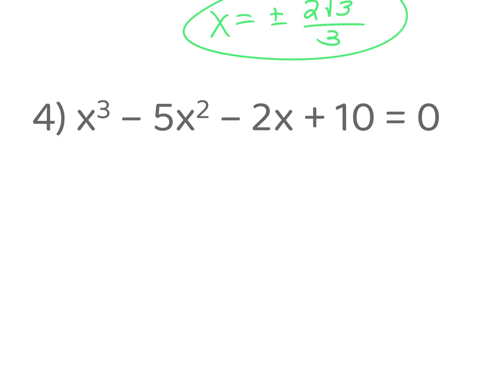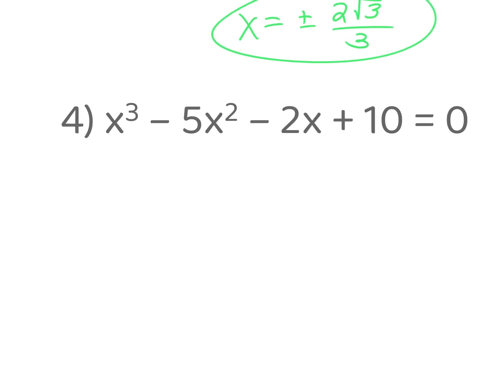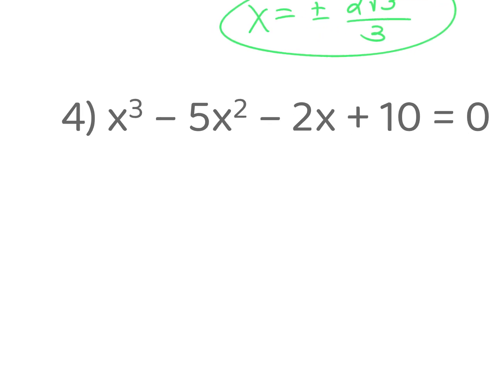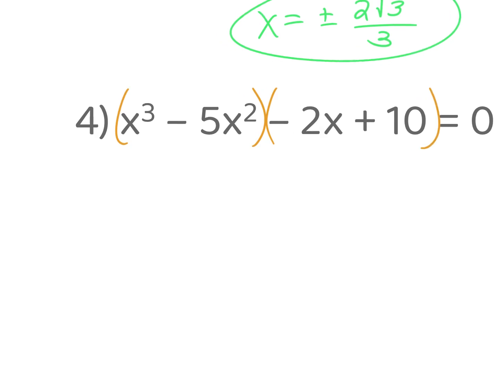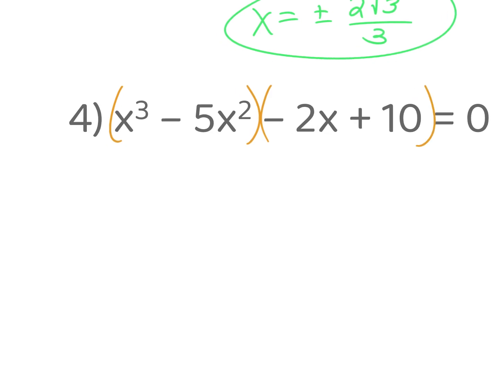All right, how many answers in this one? 3. First thing we do is take out the GCF. Is there one? Is there a GCF? No. So 4 terms, what do we do? We group. Great. What could I take out of x cubed minus 5x squared? X squared, and you're left with x minus 5.